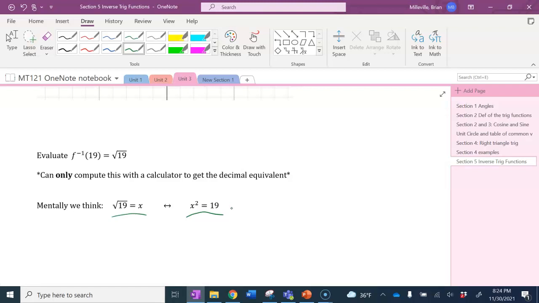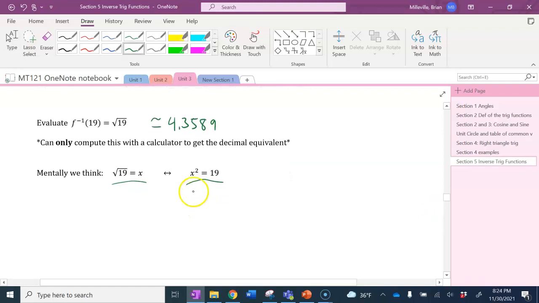We can look at it graphically too, but we have to plug this into a calculator, which we can do. If we did that into a calculator, we would get that this is approximately, not exactly equal to, but approximately 4.3589. All right, let's look at what Desmos is going to say to us.